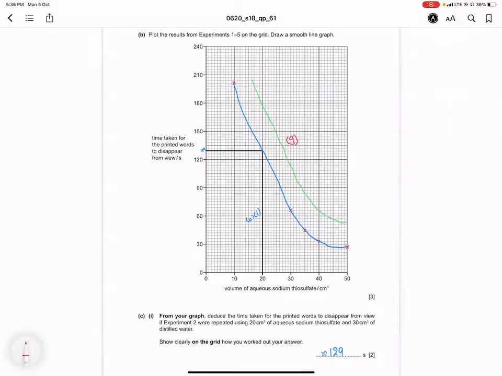In C(i), he's asking you to get the time needed for the printed words to disappear at 20 centimeter cubed of aqueous sodium thiosulfate, and he wants you to show your working on the grid. The two lines, perpendicular to each other, are in black. These are the lines you must show on the graph, at the volume of 20 centimeter cubed. The time needed will be around 129 seconds. It differs from graph to graph slightly.